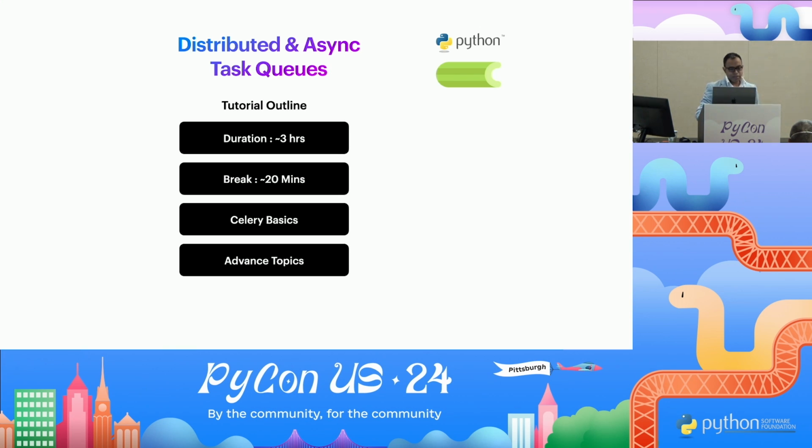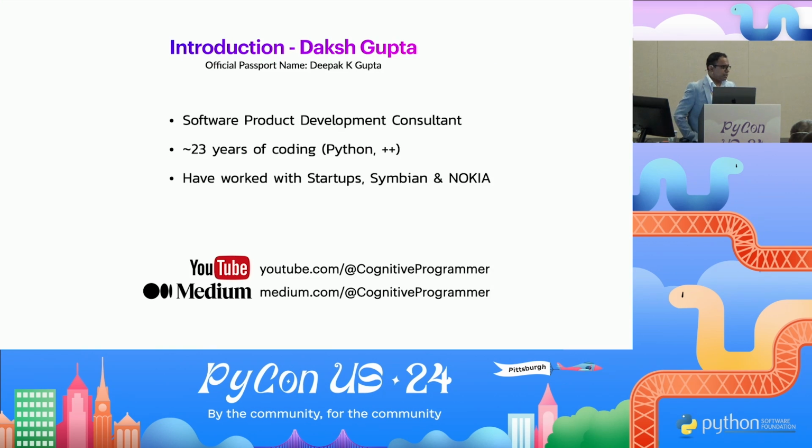Start with a short introduction of mine. My name is Daksh Gupta. I am a software product development consultant. I'm proud to say that I have been writing code for more than 23 odd years. I have written production code in Python as well as in 6 other programming languages.